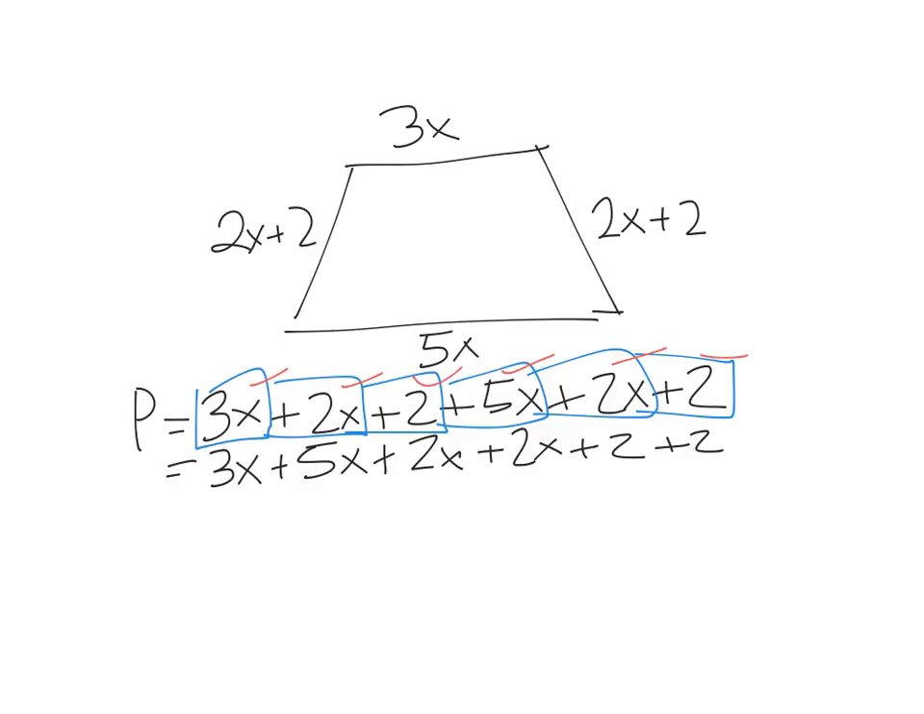I got those. Now I'm going to combine my terms: 3x plus 5x is 8x, plus 2x is 10x, plus 2x is 12x. 2 plus 2 is 4. And this is the simplified expression for the perimeter of this shape.